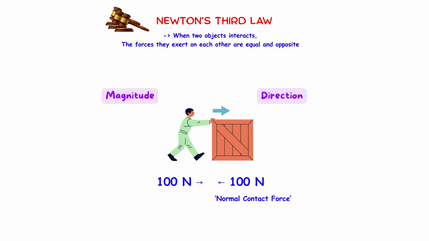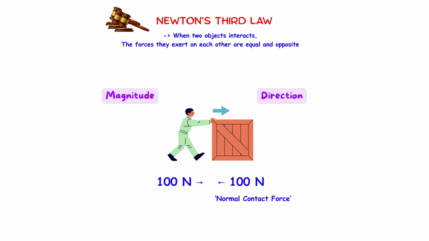To illustrate this, imagine that you are pushing a box with a force of 100 newtons. According to Newton's third law, the box will exert an equal force of 100 newtons back on you. However, the directions of these two forces are exactly opposite. The force you apply goes forward, while the force from the box acts back on you. The force that the box exerts on you is specifically known as the normal contact force.